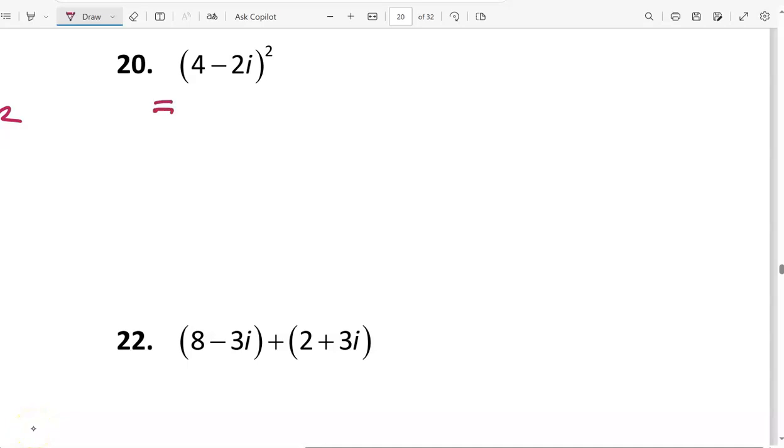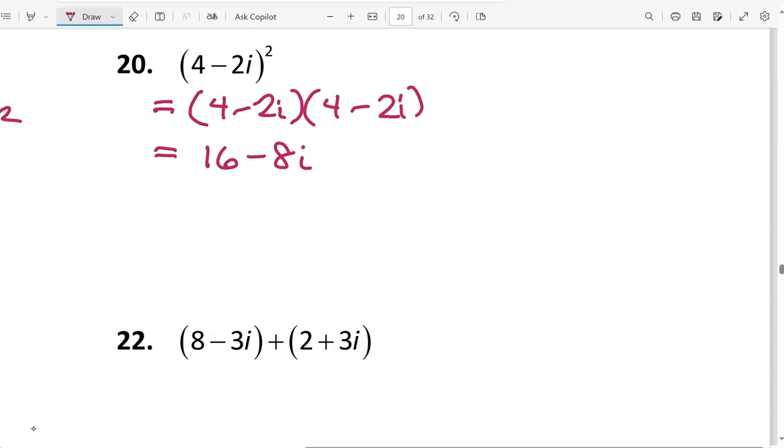In 20, we're squaring a binomial, which means that we are multiplying that binomial times itself, 4 minus 2i times 4 minus 2i. So the FOIL method is appropriate. 4 times 4 is 16. 4 times negative 2i is negative 8i. Negative 2i times 4 is negative 8i. And negative 2i times negative 2i is positive 4i squared.